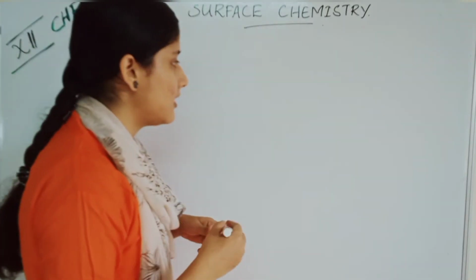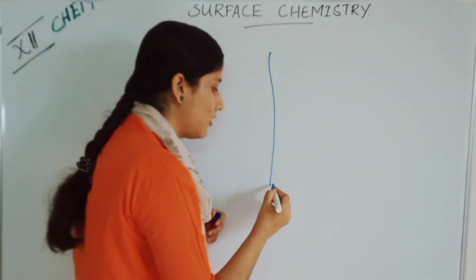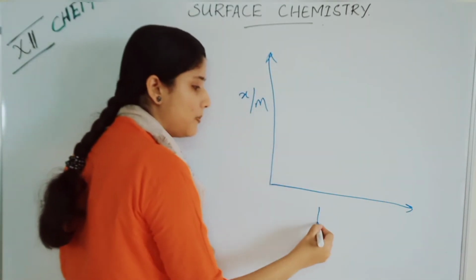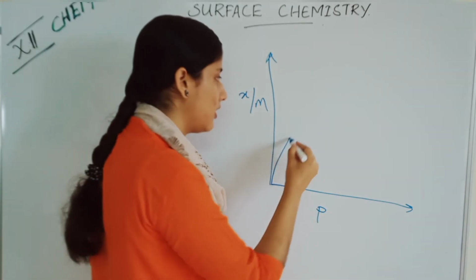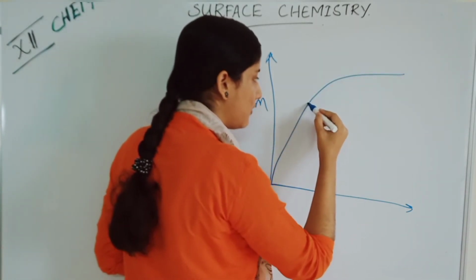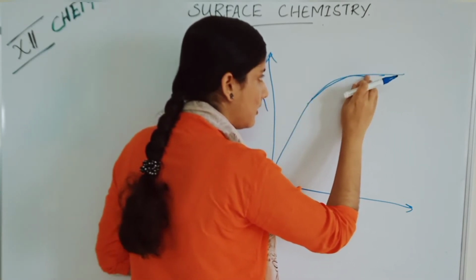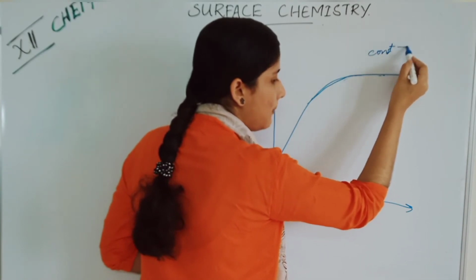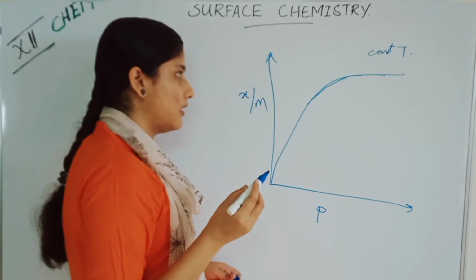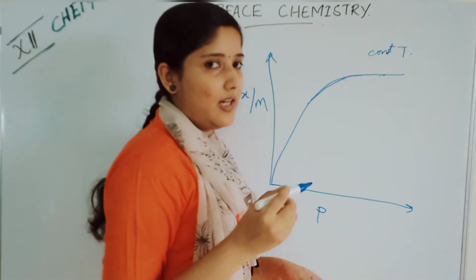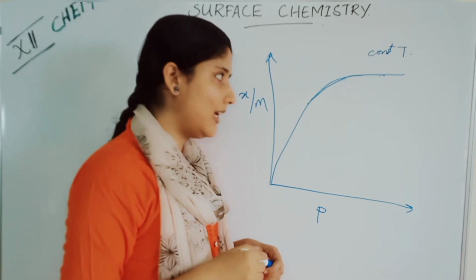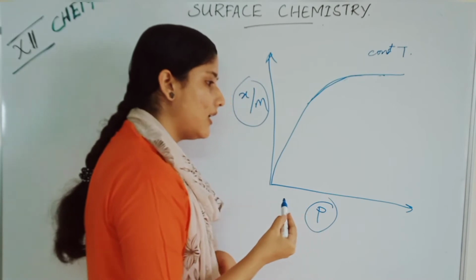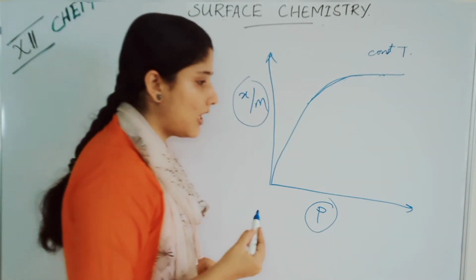Now let's look at what the drawback of the Freundlich adsorption isotherm is. When we plot the graph between x by m versus pressure at constant temperature, what did we get? We got a graph like this, okay? Isn't it? At constant temperature, we got this graph. The failure is that he couldn't explain why the extent of adsorption is independent of pressure at high pressures, why it is independent of pressure at high temperatures.